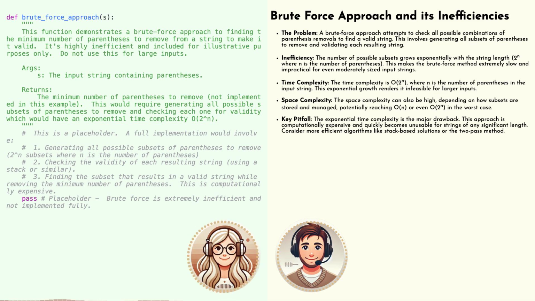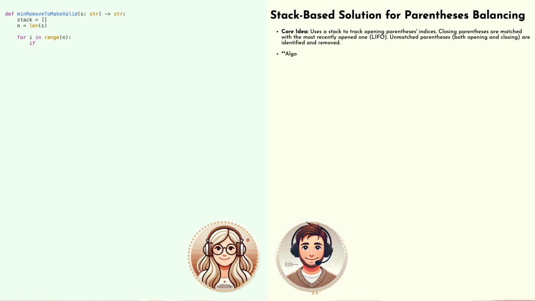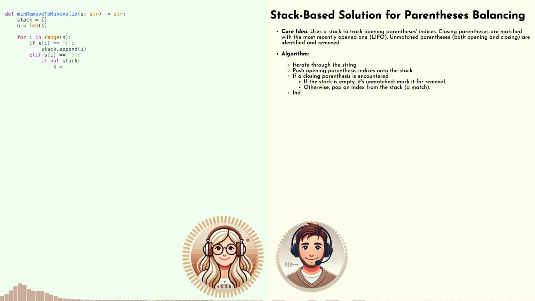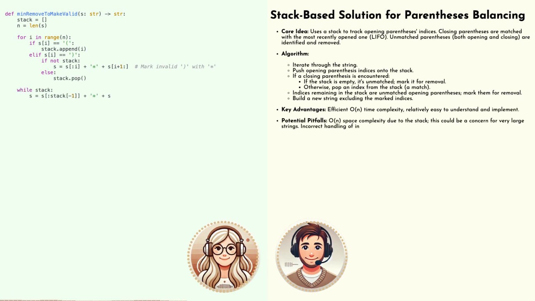So how can we do this better? There's got to be a smarter way. There's got to be. We need a way to find the right parentheses to remove without testing every single option. What if we could keep track of which parentheses are open, like waiting for their closing match? You're on the right track. That's a really clever idea, and it leads us to a way more efficient approach using a data structure called a stack.